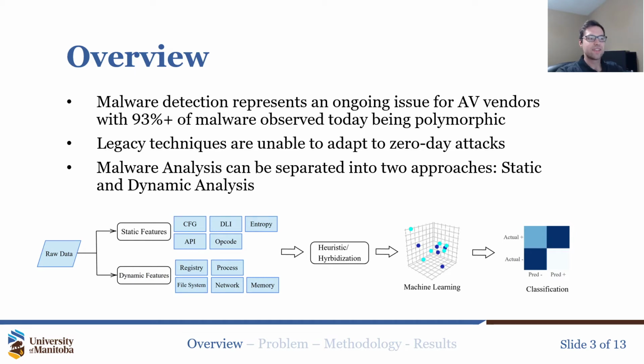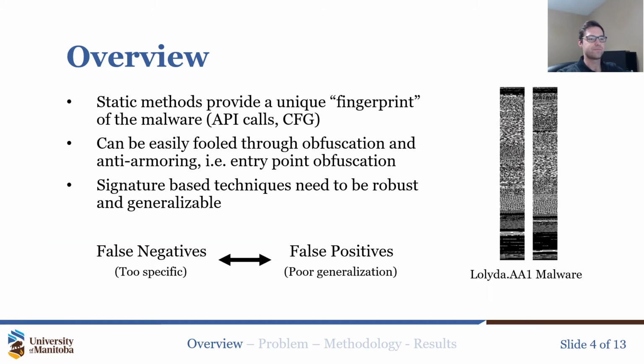So when these static or dynamic features are retrieved, machine learning practitioners use a combination of heuristics and hybridization in order to take all that information and either organize it in a certain way or grab only the useful features, and then import that into some sort of machine learning environment where we can perform classification and prediction.